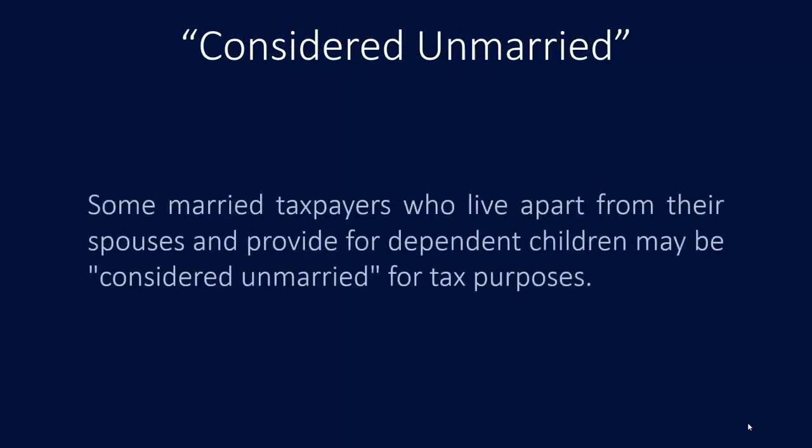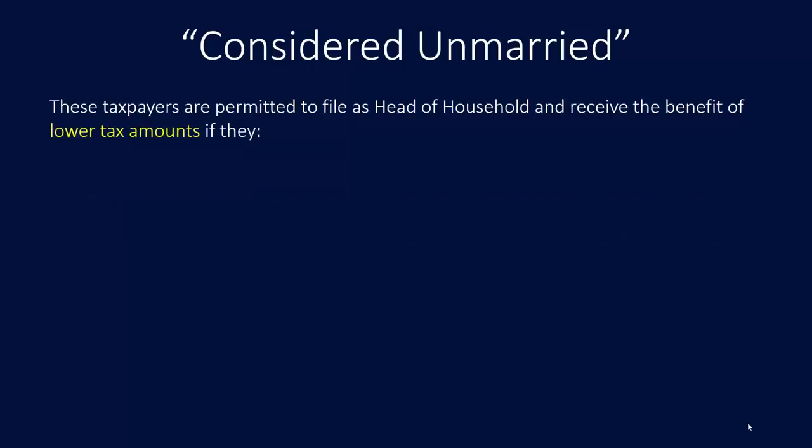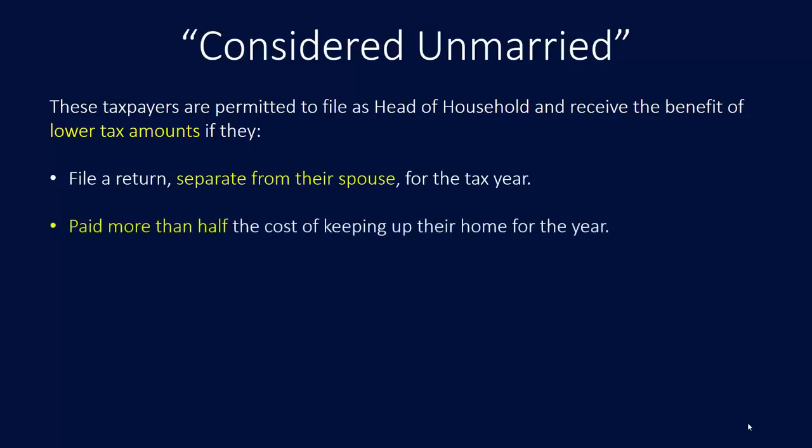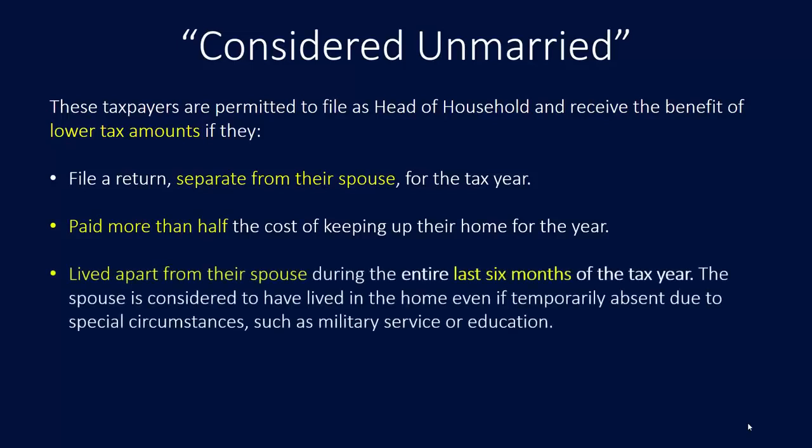So what does it mean to be considered unmarried? Well, some married taxpayers who live apart from their spouses and provide for dependent children may be considered unmarried for tax purposes. These taxpayers are permitted to file as head of household and receive the benefit of lower tax amounts that are associated with the head of household filing status if they file a return separate from their spouse for the tax year. You're considered unmarried if you paid more than half the cost of keeping up your home for the year, and if you lived apart from your spouse during the entire last 6 months of the tax year.